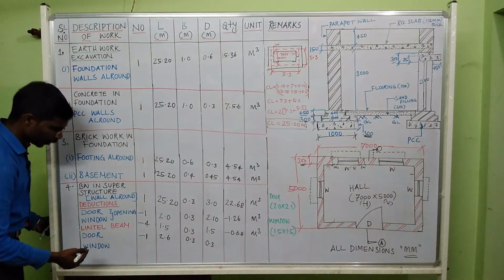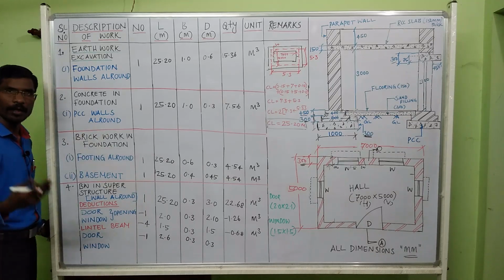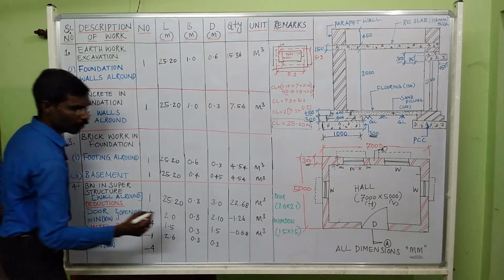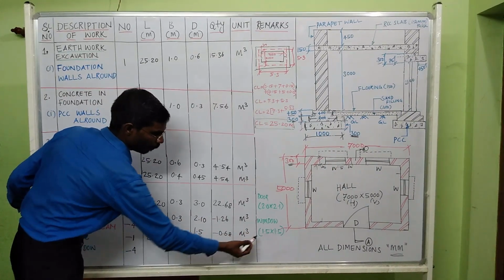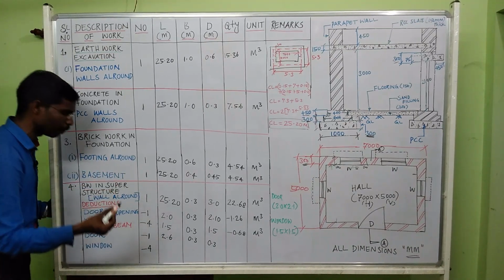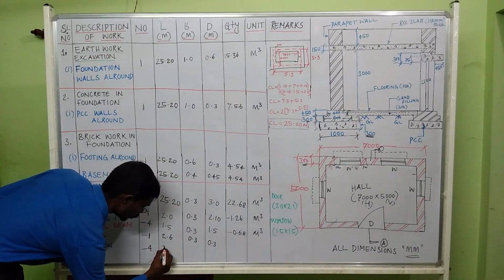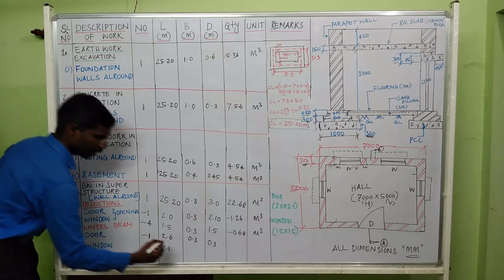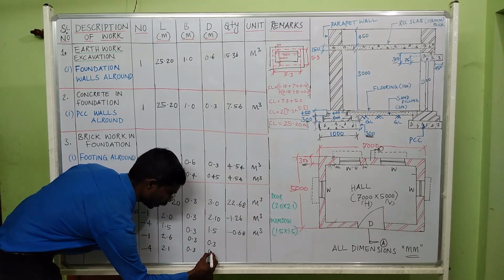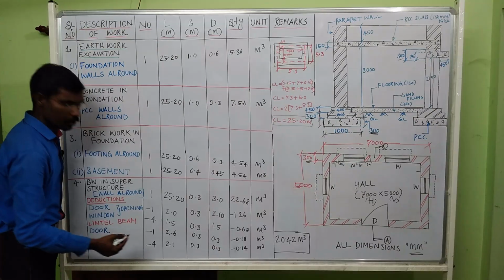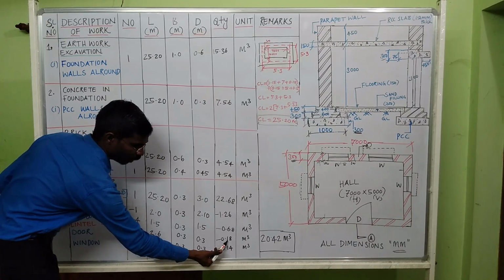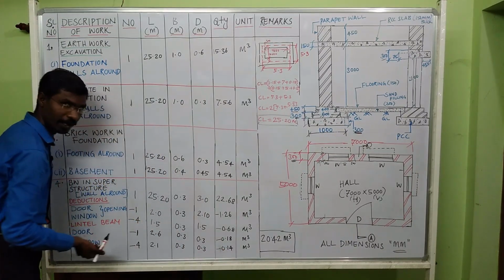Same like that you can deduct the window quantity. There are 4 windows. So minus 4. The length of the window is given 1.5 meter. Both the side offset 300 mm and 300 mm. That is a wall thickness. So it is 2.1. The thickness of wall is 0.3. The height of the lintel beam is 0.3. So multiply these 4 dimensions. You will get the minus 0.18 for the door deduction of lintel.